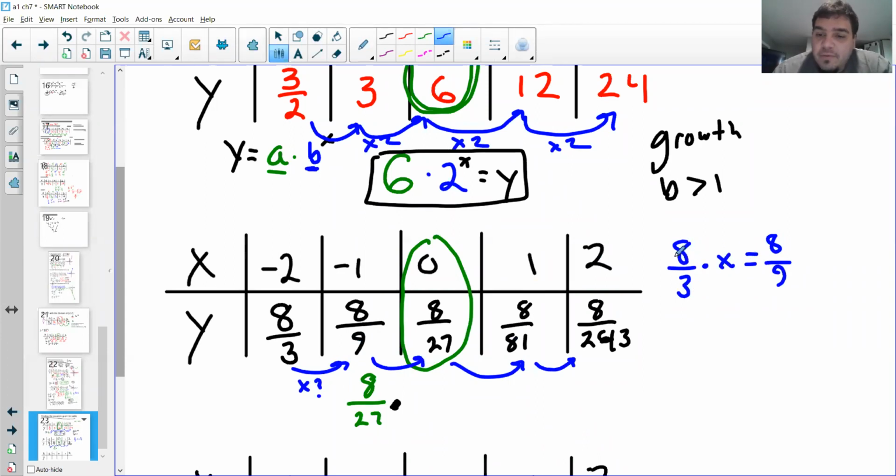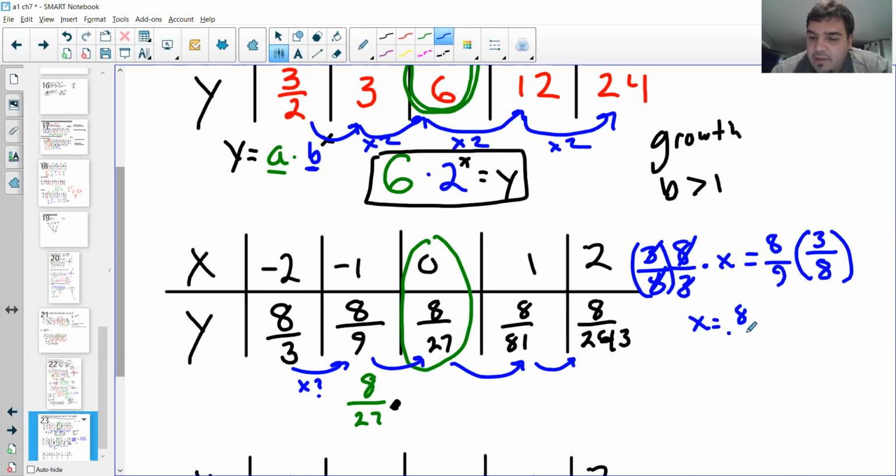Now, can anyone tell me, when you have 8 over 3, what can I do to both sides to get rid of 8 over 3? I need to multiply it by something. Starts with an R. 3 over 8. Good. If you don't remember the name of that, it's the reciprocal. So you have to multiply by 3 over 8 on both sides, which allows you to cross out the 3's and 8's here.